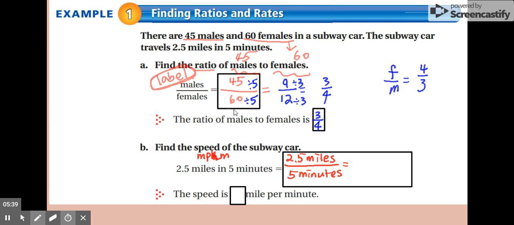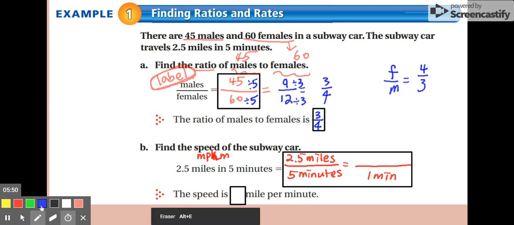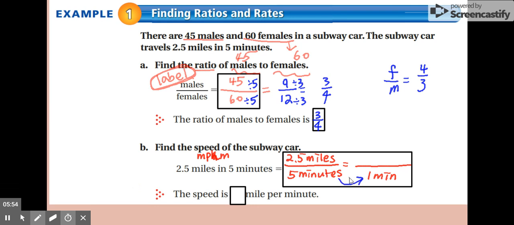So now let's try to change this to how many miles you go per 1 minute. How does that sound? 5 minutes to 1 minute. So now, how can you find the number of miles? You have to divide 2.5 by 5, right? So 2.5 miles divided by 5 to find how many miles you go for 1 minute.